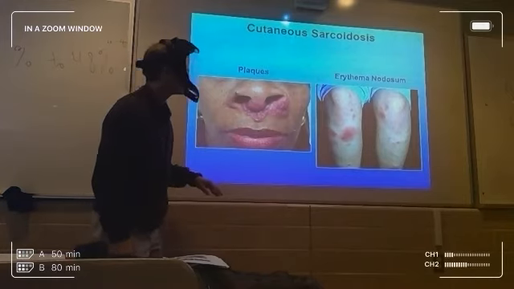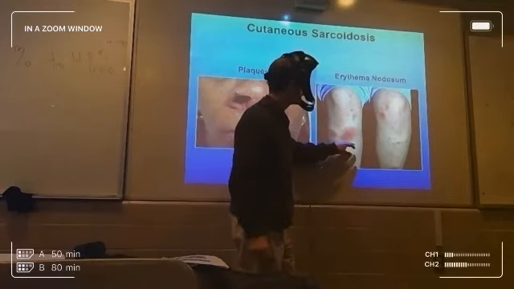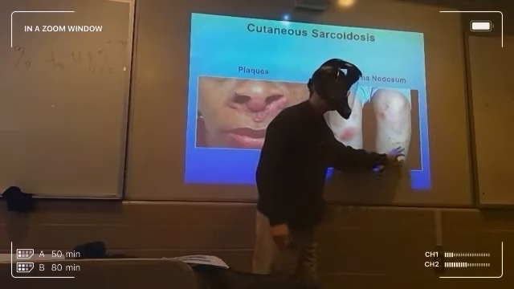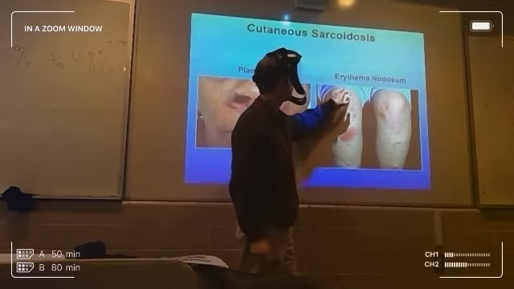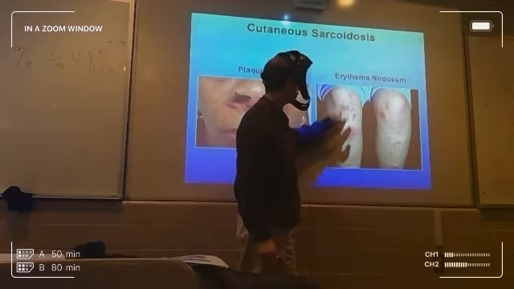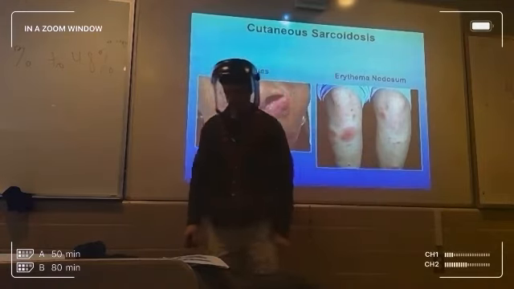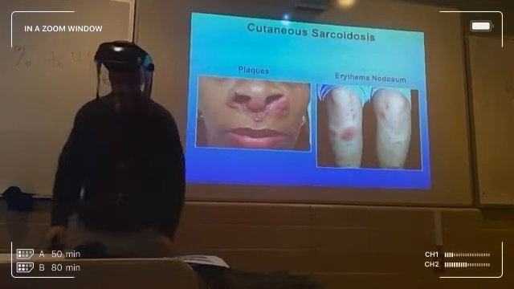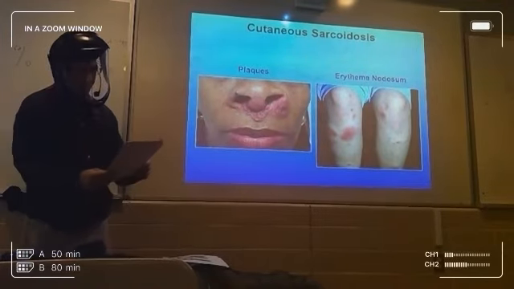Now, there are other cutaneous manifestations of sarcoidosis. Some people with sarcoid also develop these very painful nodules on the lower extremities, especially the anterior lower extremities. This is called erythema nodosum. Red nodules, erythema nodosum. They're very painful. And they're remarkable for that granulomatous inflammation.